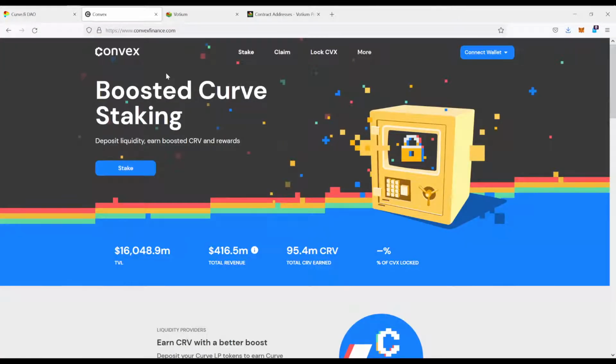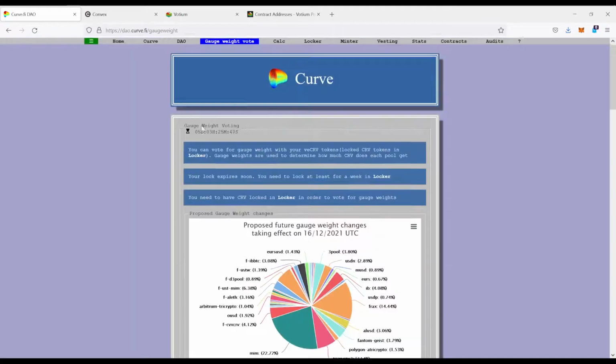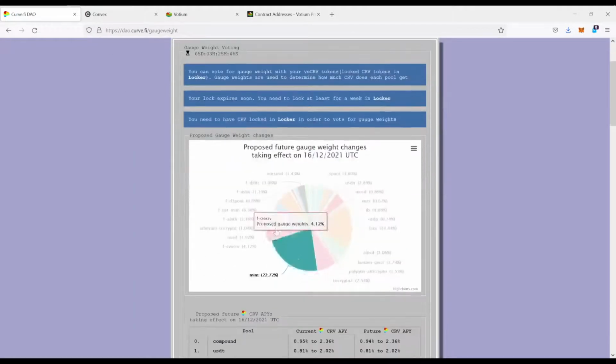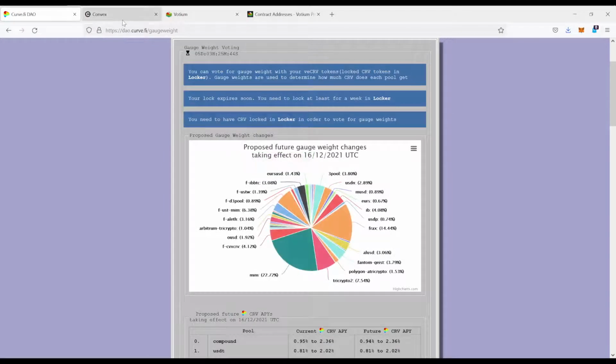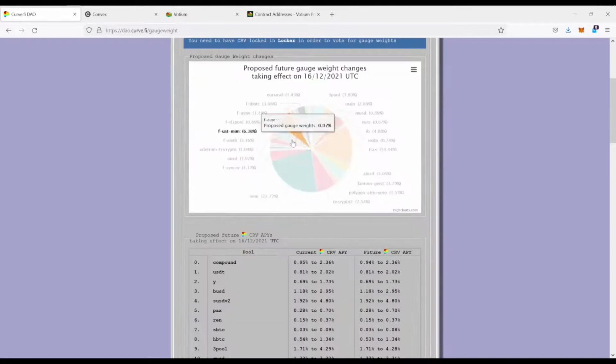What is Convex? Everybody's talking Convex, right? What is it? What does it do? It's actually a brilliant addition to Curve. It is built on top of Curve, and it's built around this voting process right here, okay? So you could come over here and just manually vote and get some rewards for that, okay? So you would need to come here every 2 weeks and vote manually.